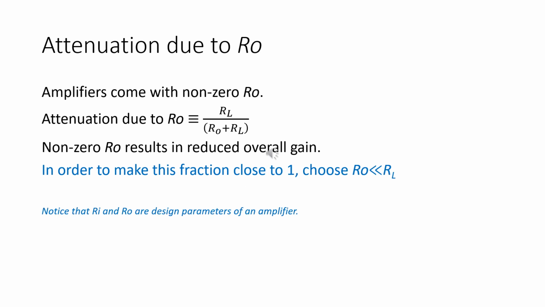The attenuation due to R naught is reproduced here. We can see here again a fraction. But we need the overall gain as maximum as possible. R naught cannot be 0. Therefore, what better thing can we do? We can, as a designer, choose R naught very much less than RL. In this way, we can get this fraction close to unity.